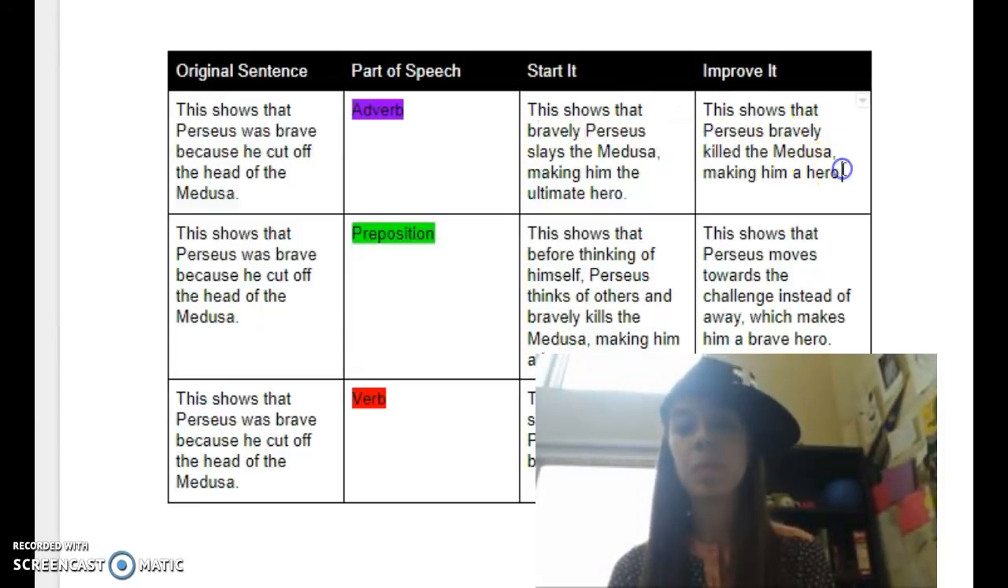And then here, I move that to the middle of the sentence for my improve it. So this shows that Perseus bravely killed the Medusa, making him a hero. We're all about that verb here. We're describing how was he, okay?